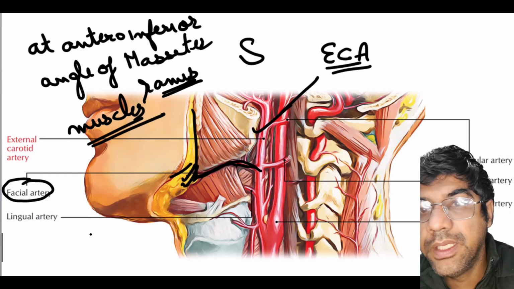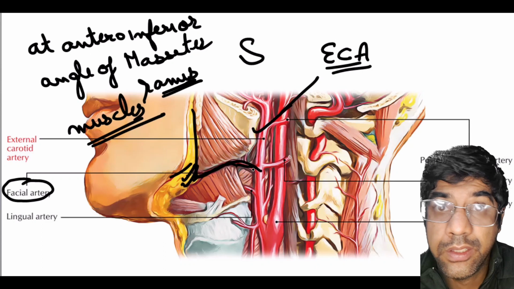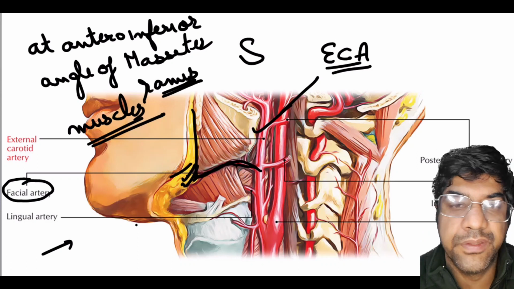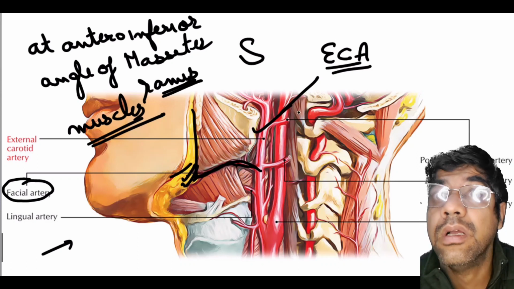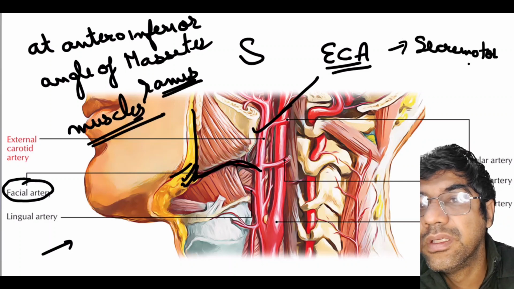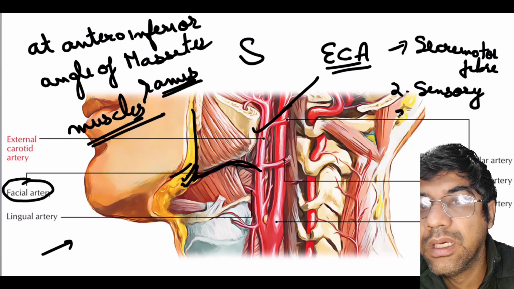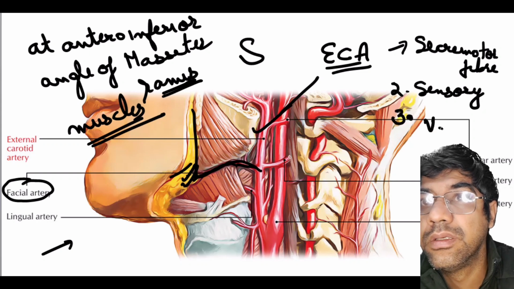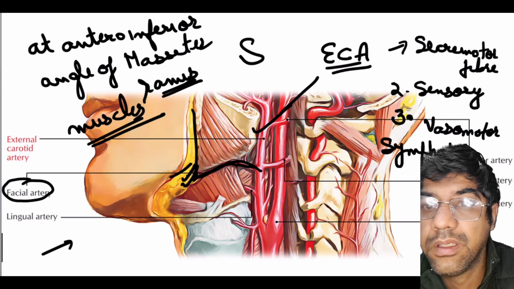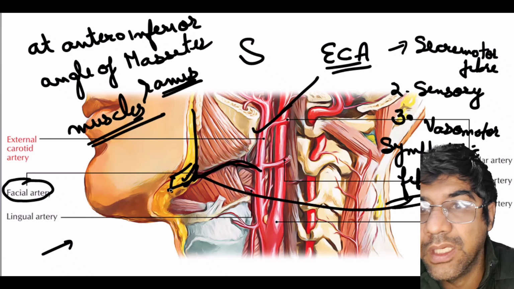Now coming to the nerve supply, well, it is supplied from the submandibular ganglion. So they will secrete. The first is the secretomotor fibers, second sensory fibers, and third are the vasomotor sympathetic fibers from the plexus around the facial artery.